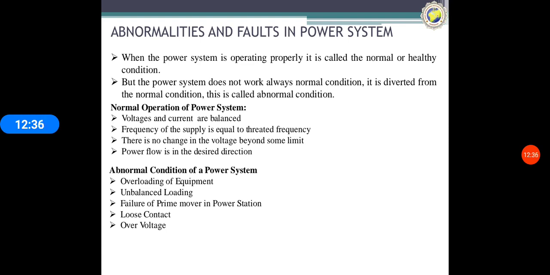The next one is loose contact. Most of this occurs because of human error. When the connections are loose, an arc is produced on the contacts and a large amount of heat is produced due to this. It also increases the voltage drop. These conditions happen with loose contacts. And the last one is over voltage surge. So what is an over voltage surge?